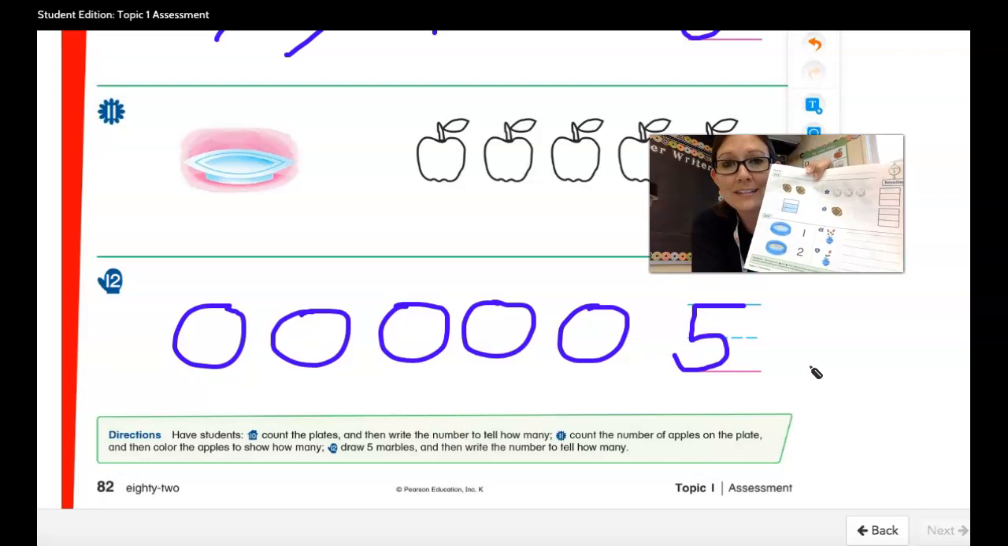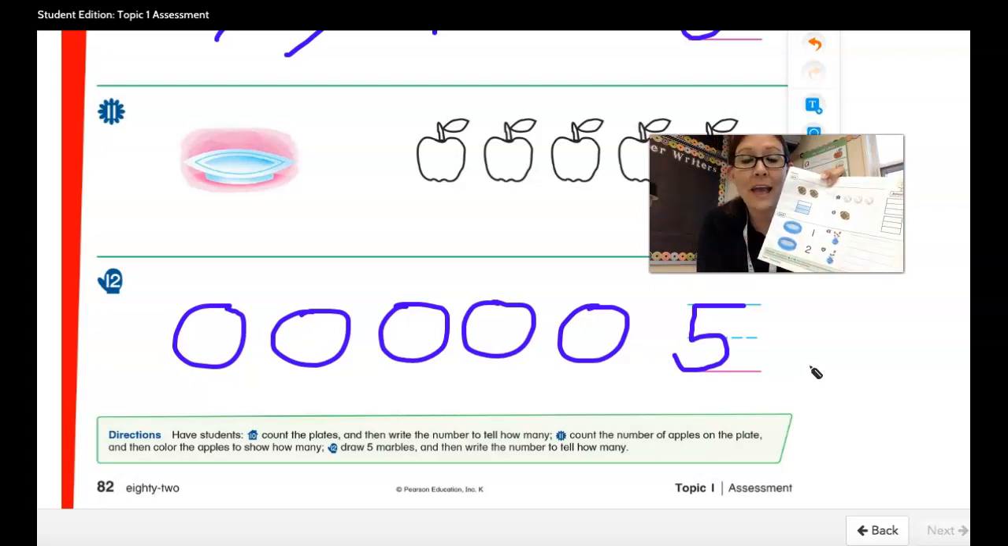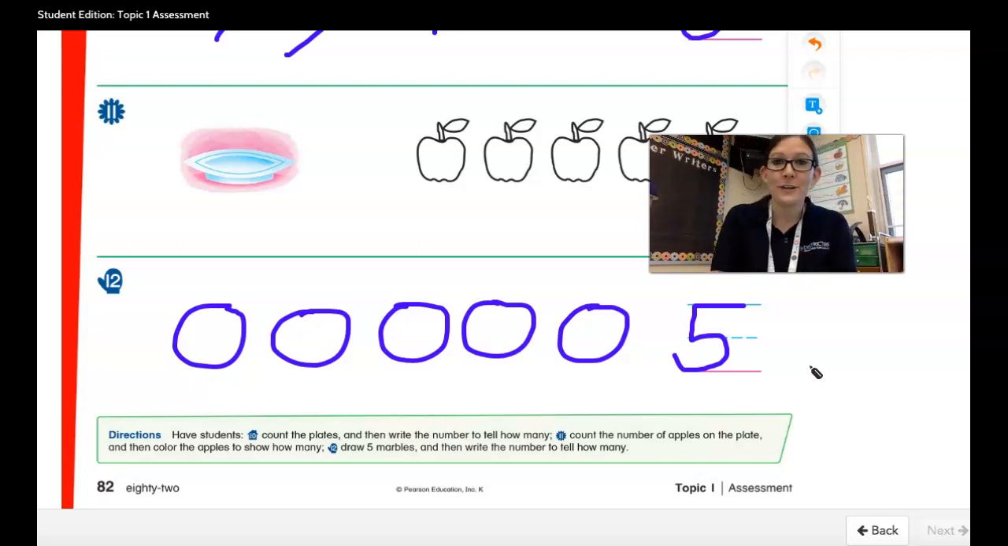Have some fun practicing. Make sure they are comfortable counting 0 to 5 and writing those numbers 0 through 5. All right, kindergartners, you get that homework done, and I will see you later.